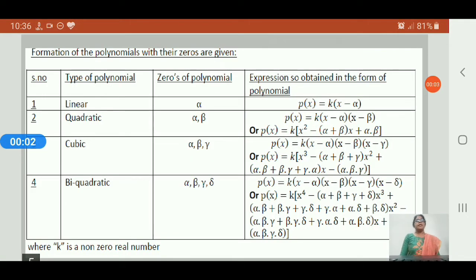Children, similarly, we know a cubic polynomial has 3 zeros, because the general form of a cubic polynomial is ax cube plus bx square plus cx plus d, where a is not equal to 0. Since the degree of x cube is 3, we have 3 zeros. Suppose we assume the zeros are alpha, beta and gamma.